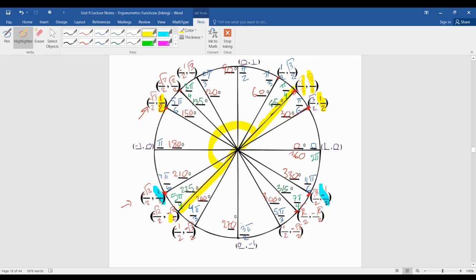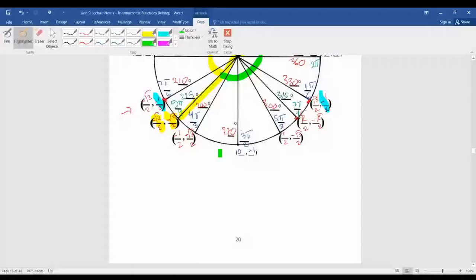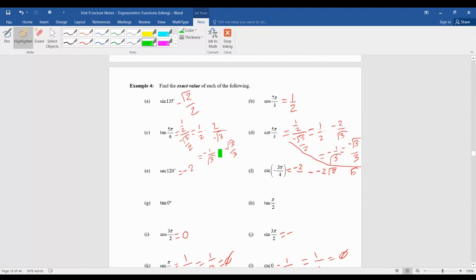What we notice is tangent is negative root 2 over 2 divided by negative root 2 over 2, which is 1 again. If I add another pi, or 180 degrees, again I'm going to have root 2 over 2 divided by root 2 over 2, which is 1 again. So each time I add pi, or 180 degrees, the value of the tangent is 1. That's why the period for tangent is pi, or 180 degrees.